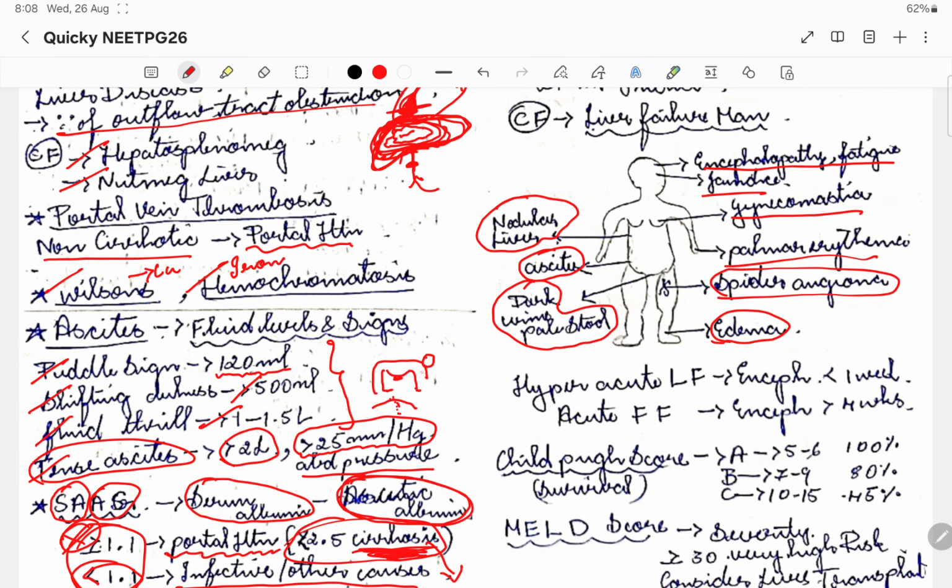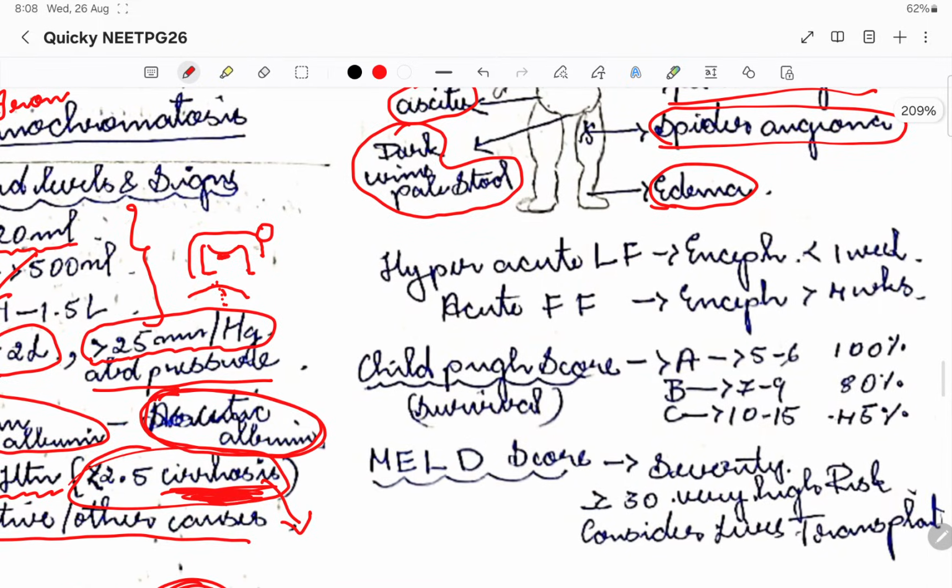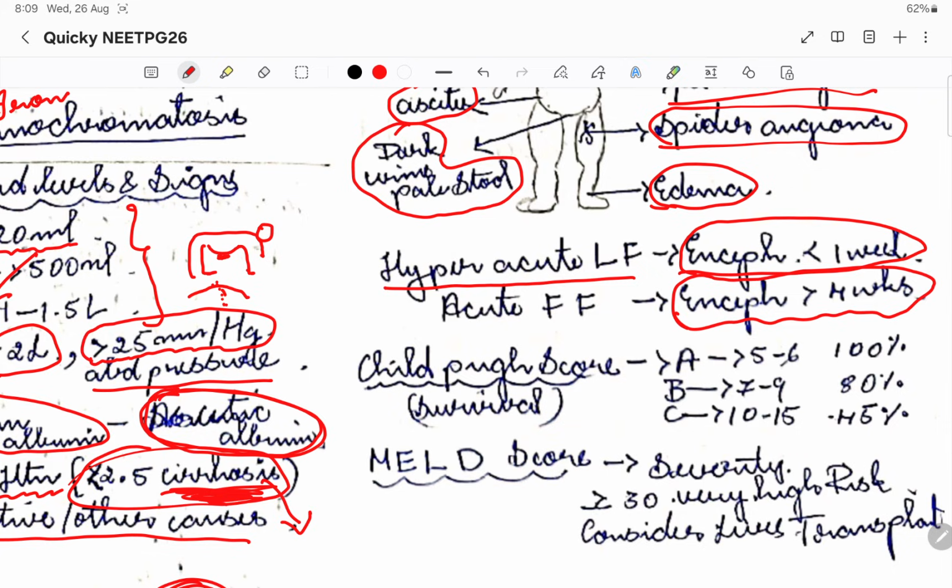Okay, so I told you, right? So basically cirrhosis is there. That is why it looks like a nodule. Then we'll decide as hyperacute liver failure and acute liver failure based on the encephalopathy that is happening. If the encephalopathy is happening within 1 week of the liver failure, it is called hyperacute liver failure. Whereas if the encephalopathy is happening after more than 4 weeks, it is going to be acute type of liver failure. So please remember this.